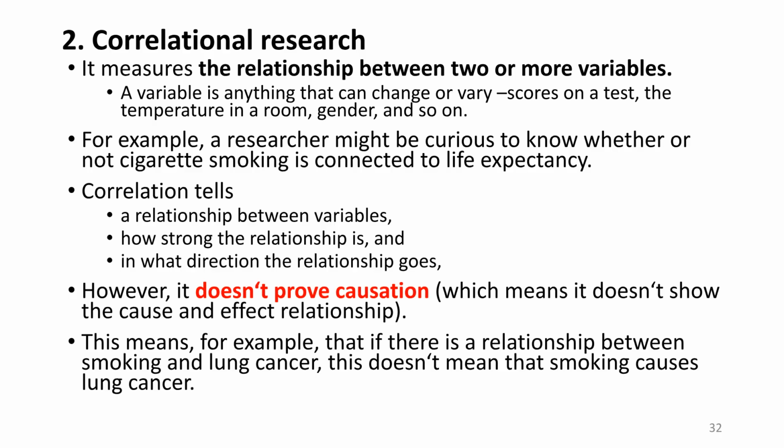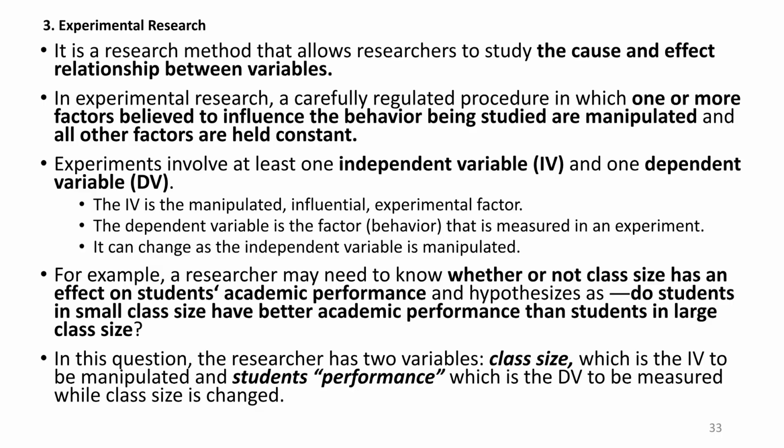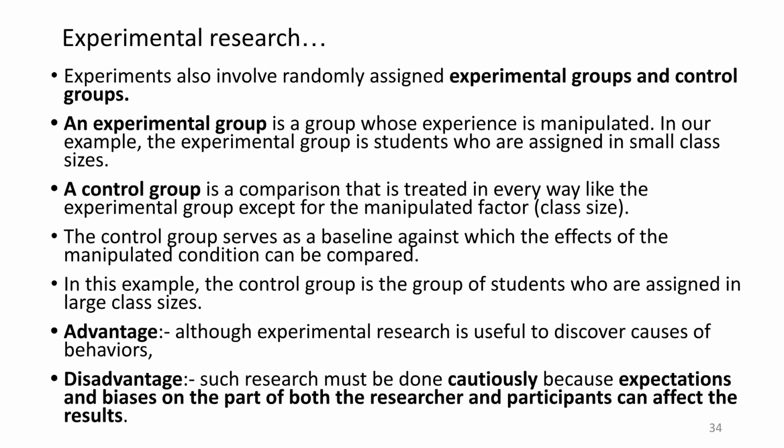Surveys are descriptive research methods that collect data from a very large group of people, useful for obtaining information on private behaviors. A disadvantage is the need for a careful selection of a representative sample of the actual population. Correlational research measures the relationship between two or more variables. A variable is anything that can change. Correlation tells the relationship's strength and direction, but importantly, it does not prove causation.